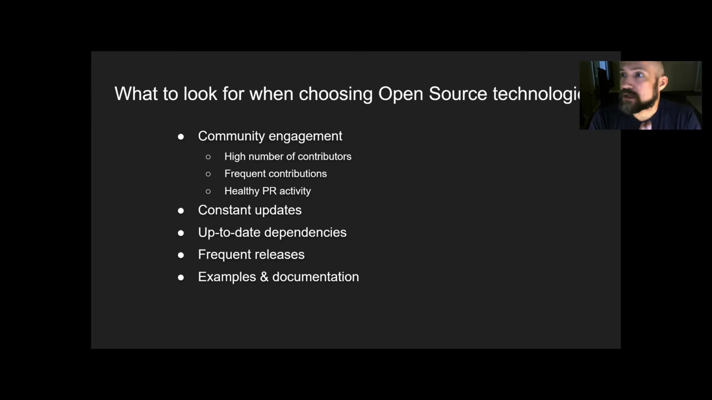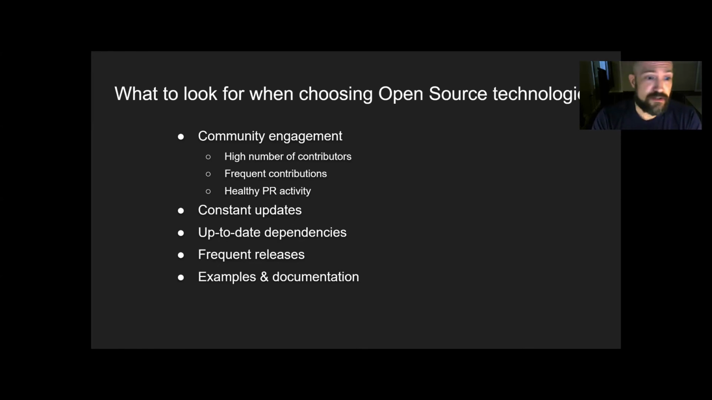Some things to look for when you're choosing open source technology. Community engagement is the biggest thing, right? A high number of contributors, frequent contributions, and healthy PR activity. When we're looking at PRs, we want to see high turnover, a lot of PRs being opened and a lot of PRs being closed. Whether they're open for long periods of time is different; you can't have a metric on that per se. Sometimes being left open longer for quality contributions is better. Anyway, just ensure that there's healthy PR activity.